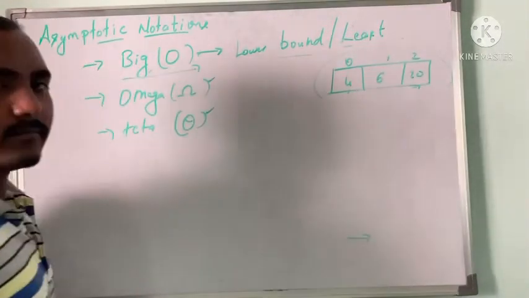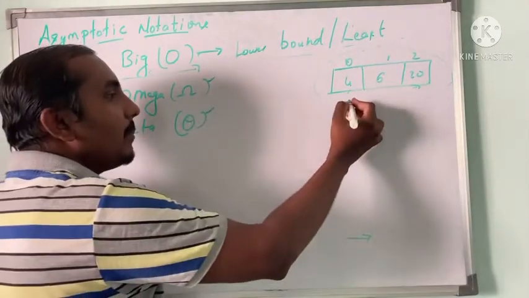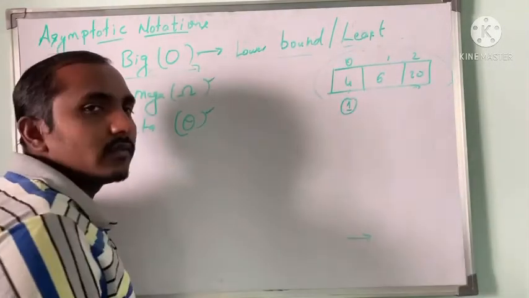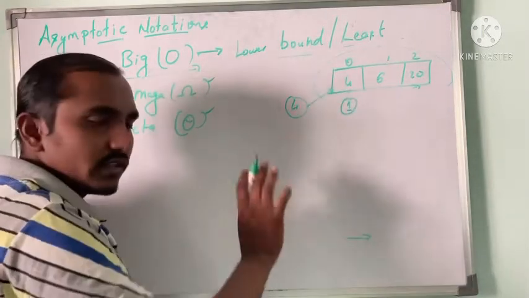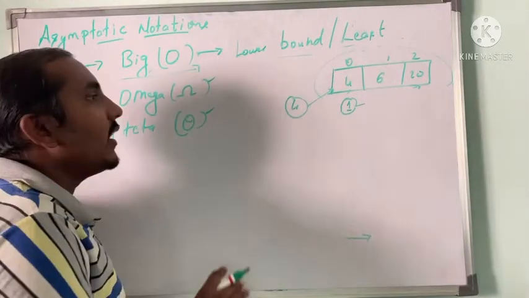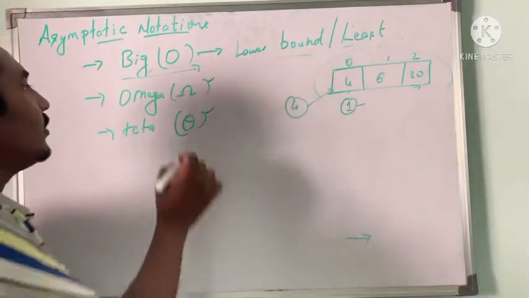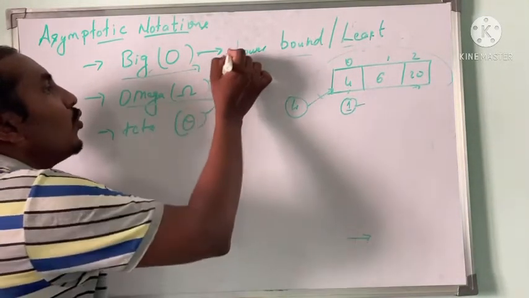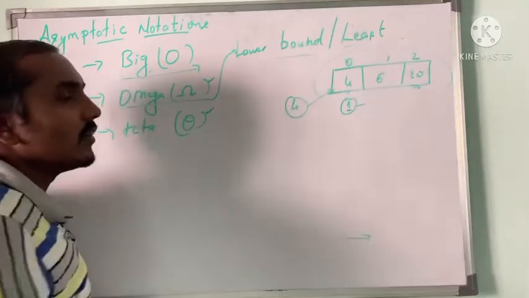In the sense, if I have three elements, what is the least possible number of comparisons? 1. If the element is found at the first position itself, the number of comparisons we are doing is only 1 comparison. In that case, the least number of possible comparisons is only 1. So that will be represented by omega. Omega represents the least or lower bound of the efficiency.